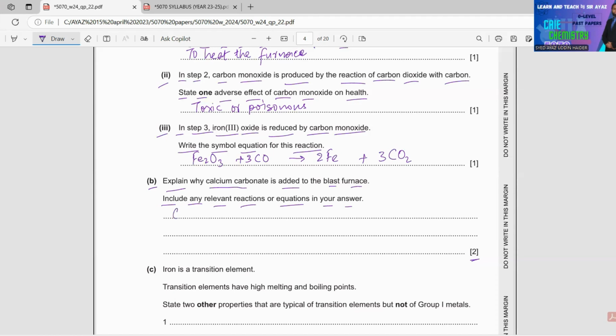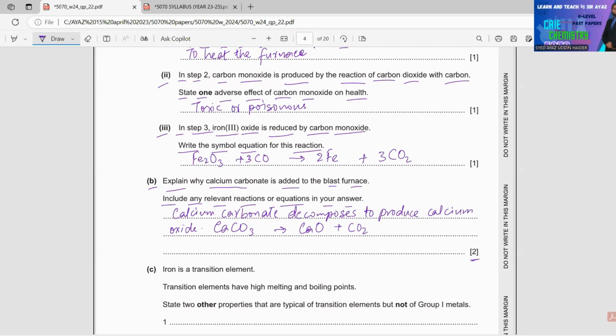So I will write calcium carbonate decomposes to produce calcium oxide, CaCO3 will produce CaO plus CO2.